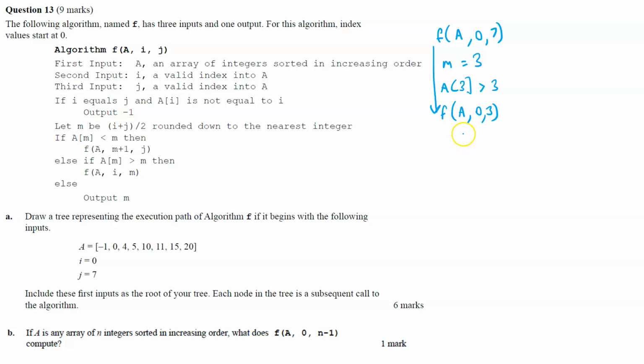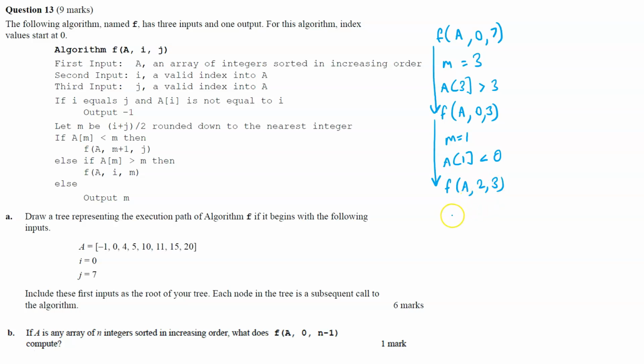Now, when we run this one, 0 is not equal to 3. So we do 0 plus 3, which is 3, divided by 2, round it down is 1. So we have m equals 1. We consider A of 1. A of 1 is 0. So A of 1 is less than 1. So we're dealing with this first part here. And so now we're going to run f on the array 2 to 3. That's our second call.